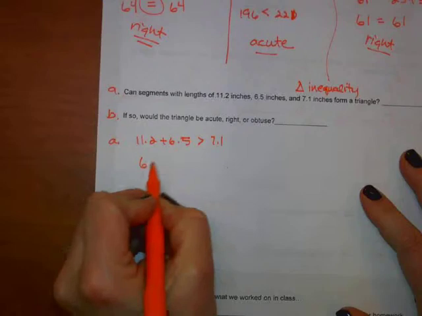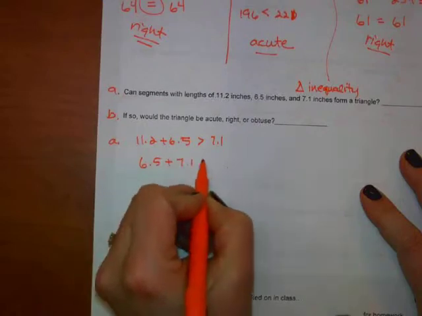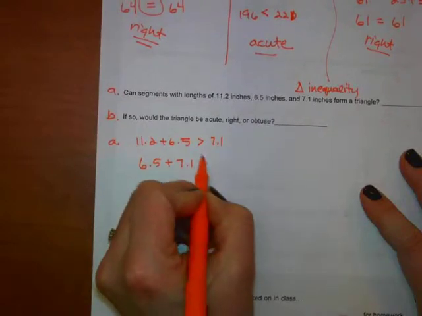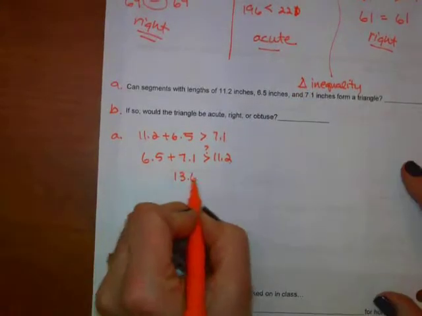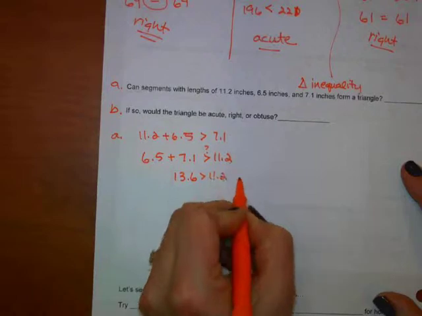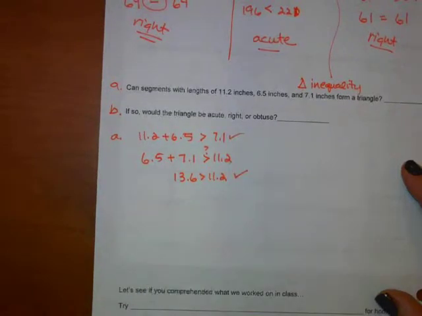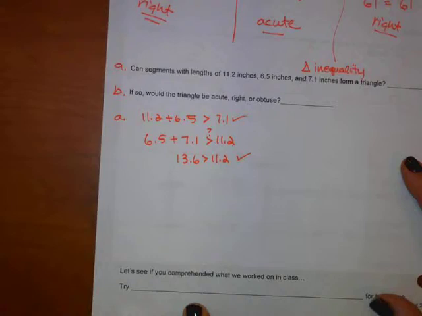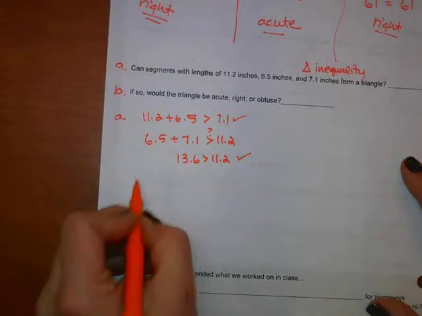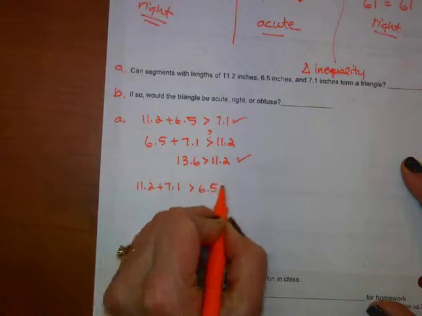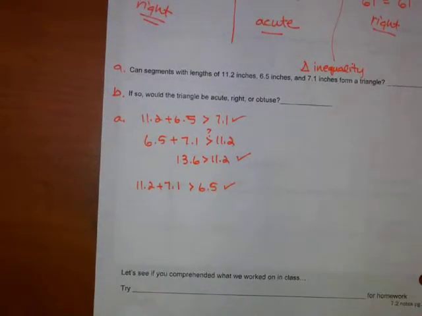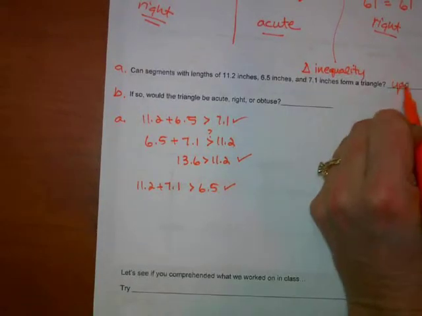You could do 6.5 plus 7.1. Is that greater than 11.2? And when you add them together, that is 13.6. And yes, it is greater than 11.2. So that one works, that one works. And then the last one, you would say 11.2, which is kind of obvious, plus 7.1. Is that greater than 6.5? Yes. So it does form a triangle based on the triangle inequality theorem. So we'd say yes.